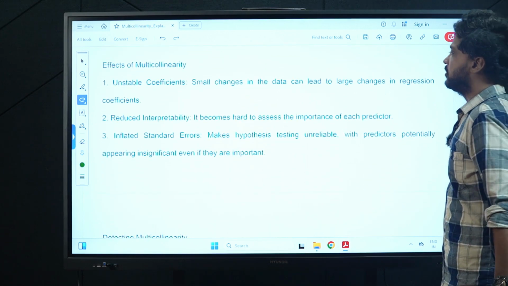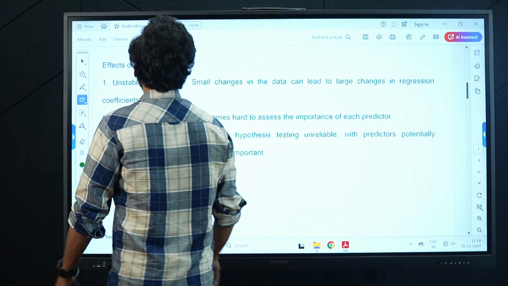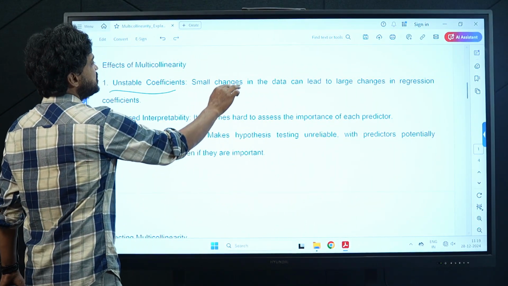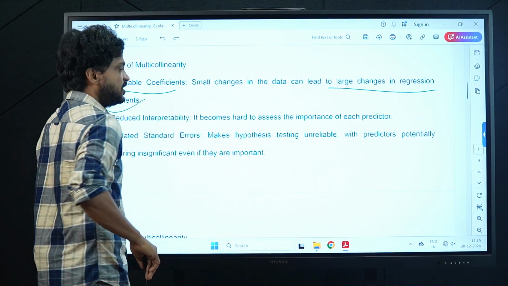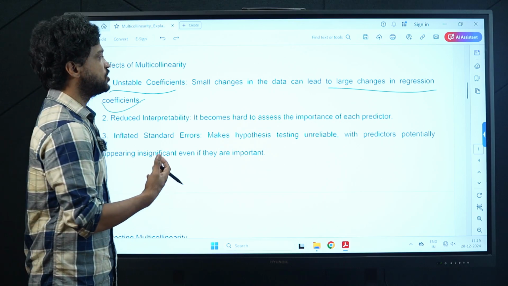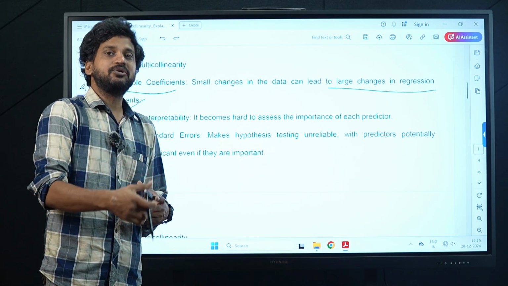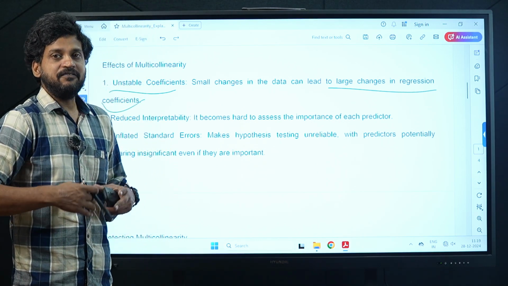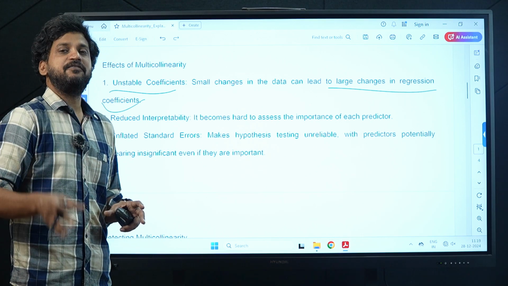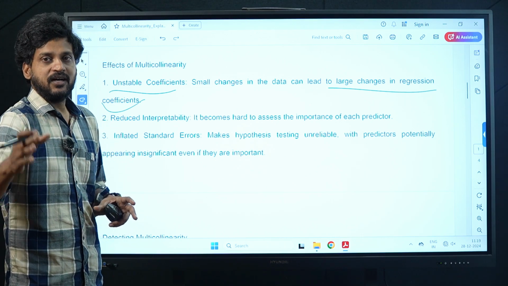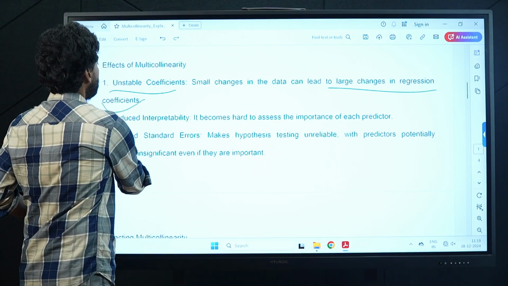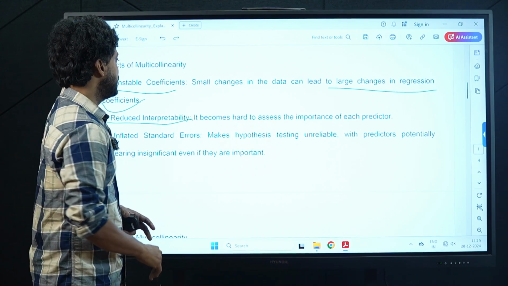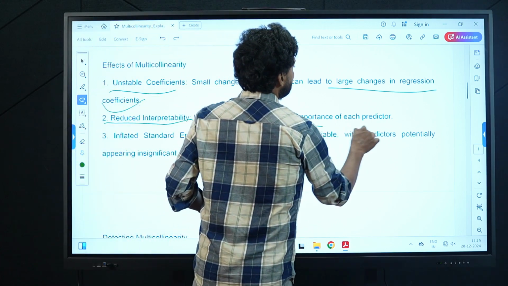The effects of multicollinearity are as follows. Unstable coefficients. Small changes in the data can lead to large changes in the regression coefficients. You know what the regression coefficient is. These regression coefficients will badly be affected by highly multicollinear variables. Reduced interpretability. It becomes hard to assess the importance of each predictor.